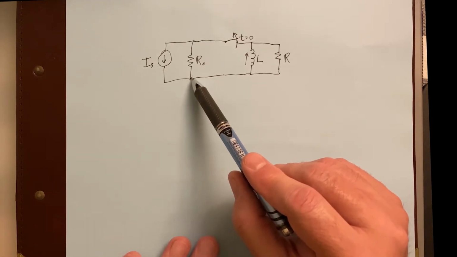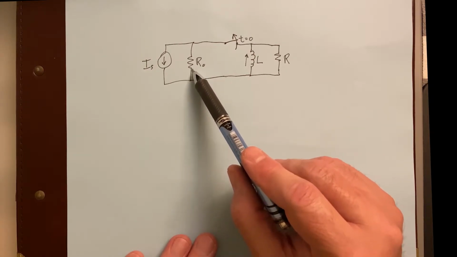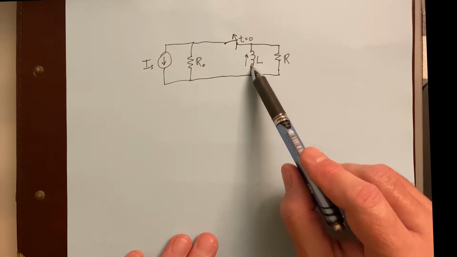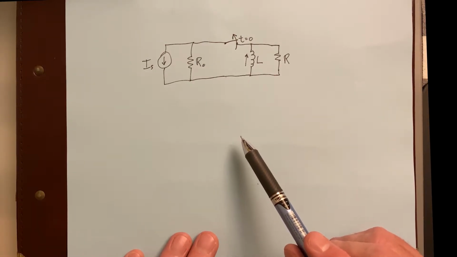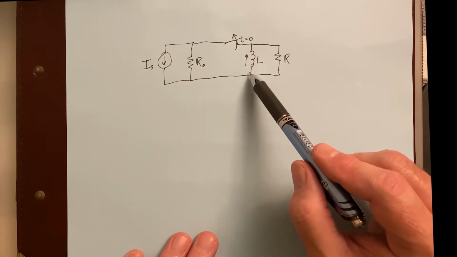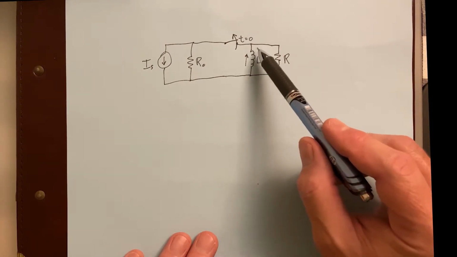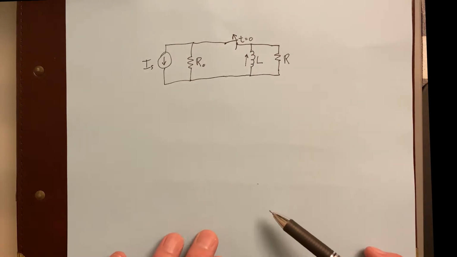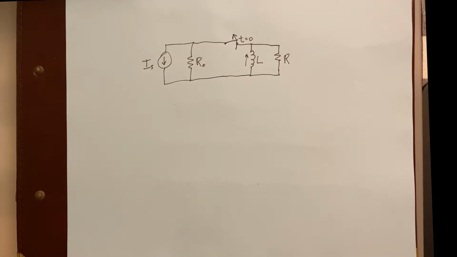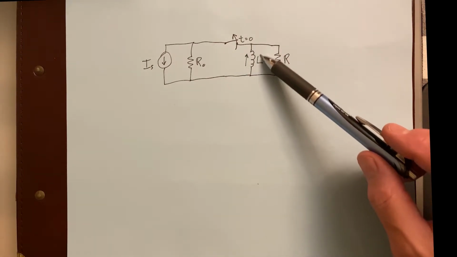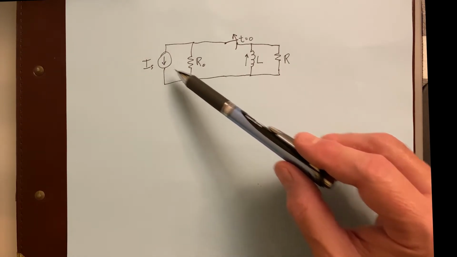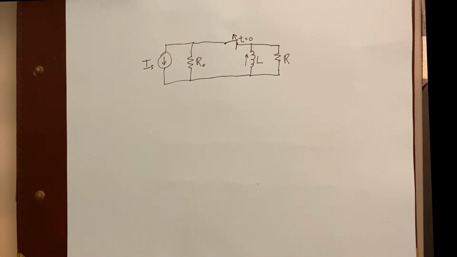And think about what the current's choices are here. Current could either go up this way, or it could go down here. Well, the current is always going to pick the path of the least resistance. So in this case, after a long time, this is just a piece of wire here. So all of the current's going to go through that. So right at t equals 0, because the switch has been closed for a long time, all of that current, all of I sub s, is going through the inductor. And that's the situation again, right at t equals 0.